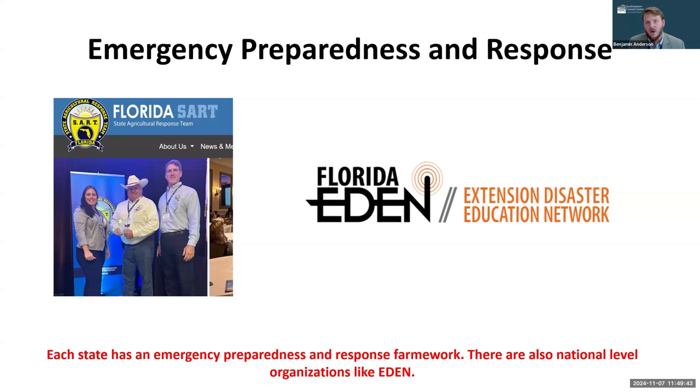We have been working with some of our agencies within Florida, including what's known as Florida SART, or the State Agricultural Response Team. Those are existing frameworks, and I would encourage anyone to look into existing frameworks in your state, even your county. But if there's not a robust amount of emergency preparedness and response frameworks for ag issues, you may also look into a national network known as EDEN, which is the Extension Disaster Education Network. This is a network that is run through all of the extension programs and often the land grant universities in each of the states that are developing additional resources for implementing emergency preparedness and response for H5N1.